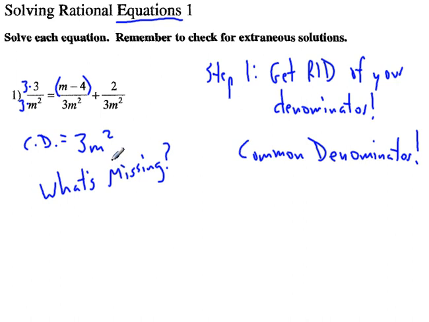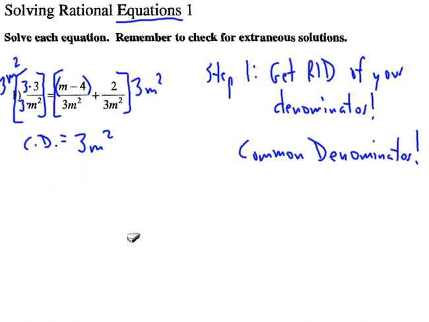Now, the next part, I don't want this to confuse you. All you are doing is multiplying both sides of the equation by your common denominator. I've determined that that is 3m to the second. I can do anything I want to the two sides of an equation. All right, so let's rewrite some stuff down here at the bottom. Let me get rid of this what's missing. I can get rid of this at this point. You don't need it.